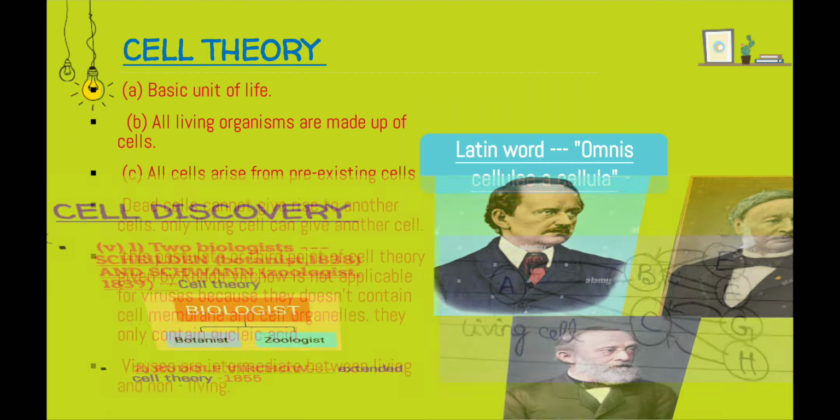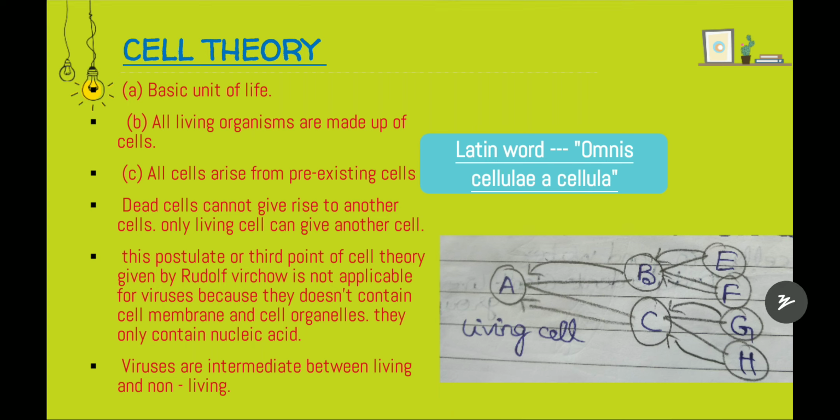Alright, so now we will see the points of the cell theory. The first point is that the cell is the basic unit of life. In the first session, part 1 of this chapter, we learned the three definitions of the cell, right? We learned that a cell is the basic fundamental unit of life. Cell is the base for any living organism. So here also the first point is that the cell is the basic unit of life.